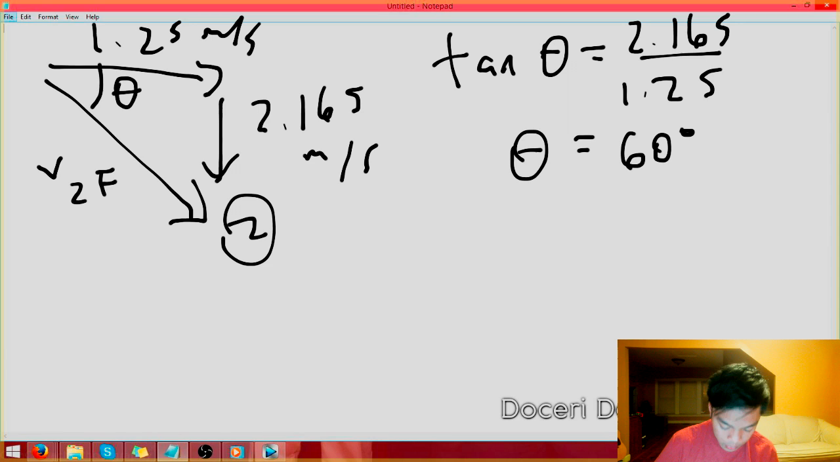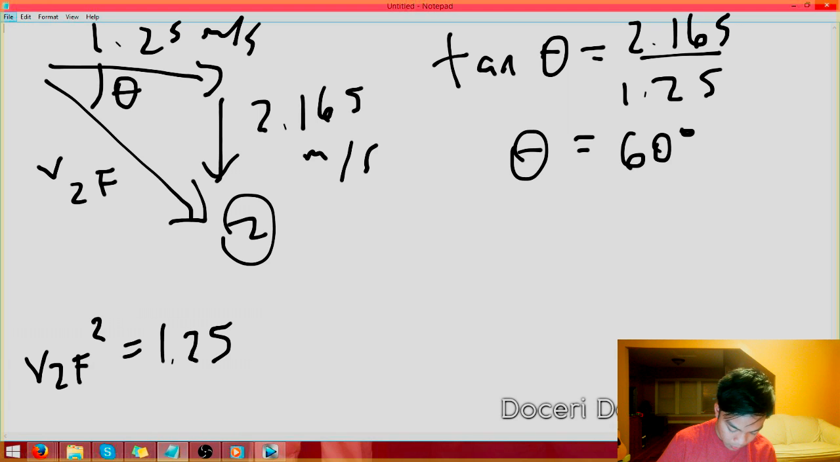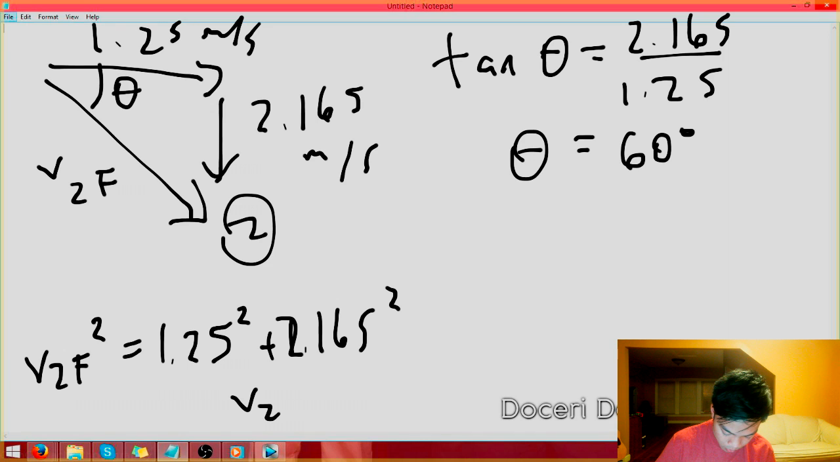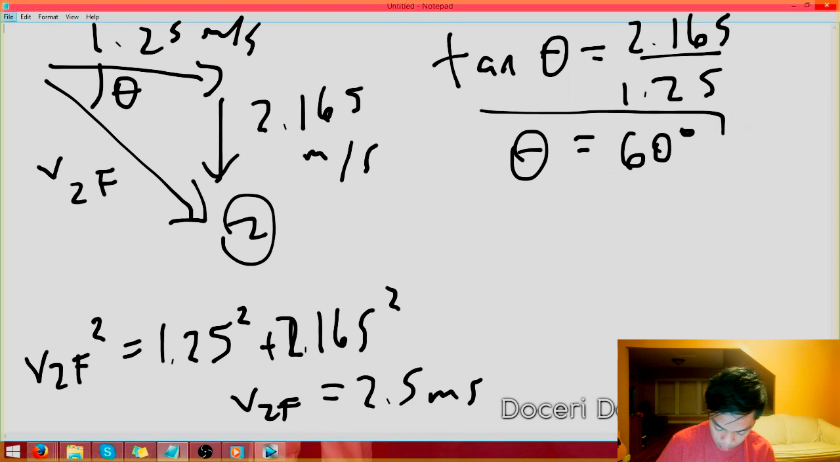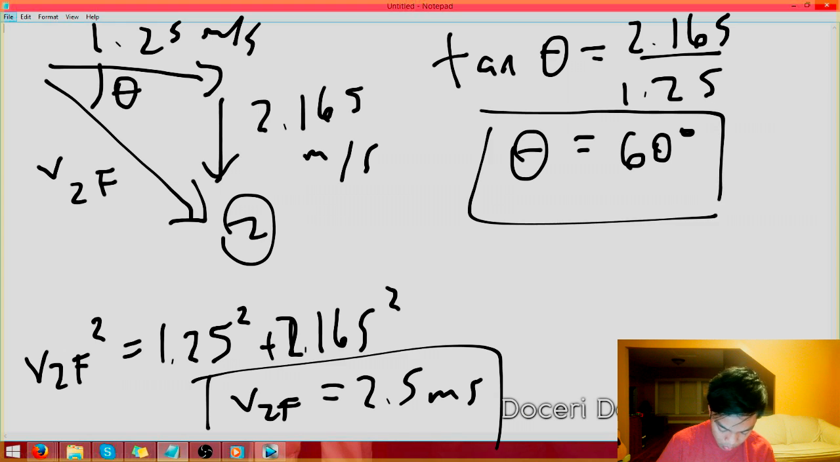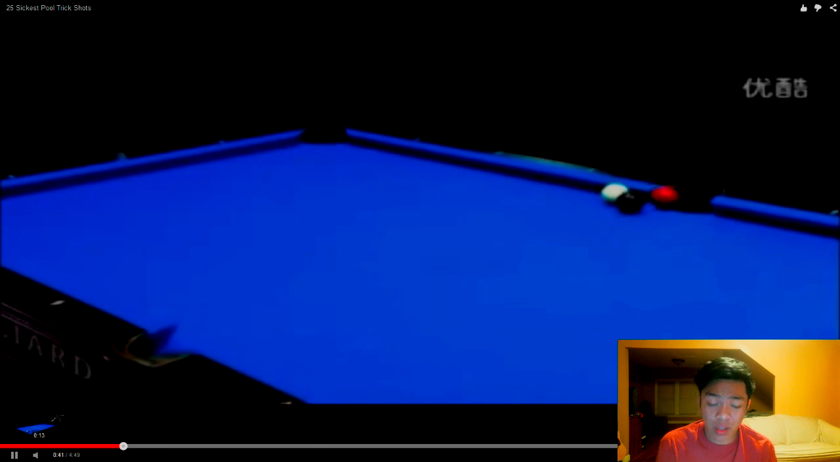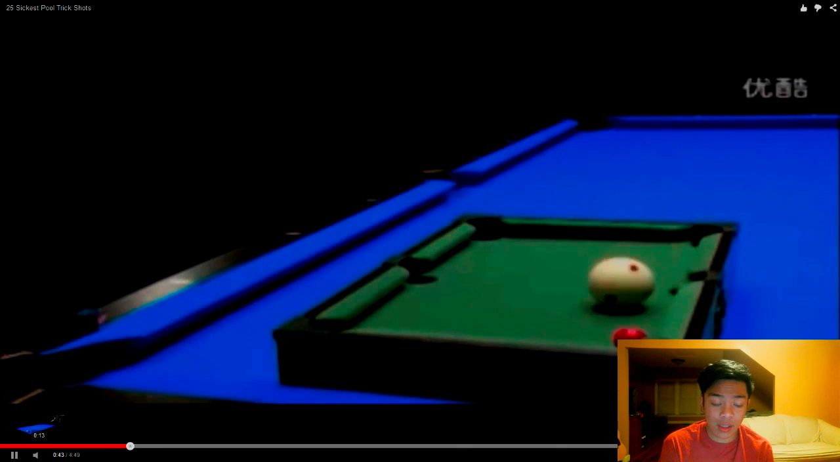Now we're going to solve for v2 final, and for that we can use the Pythagorean theorem. So v2 final squared equals 1.25 squared plus 2.165 squared. v2 final equals 2.5 meters per second. That's part A.